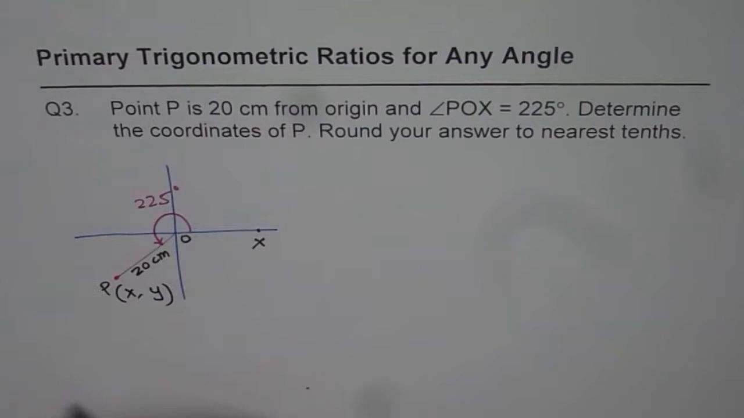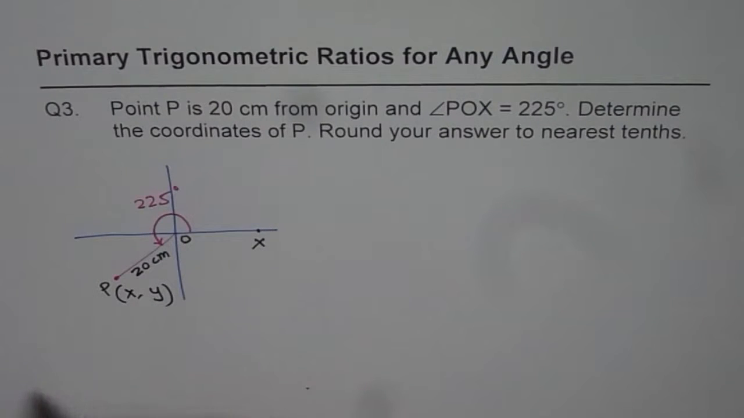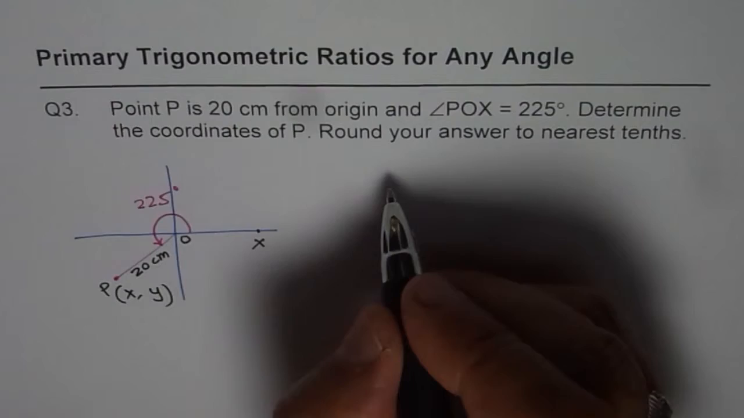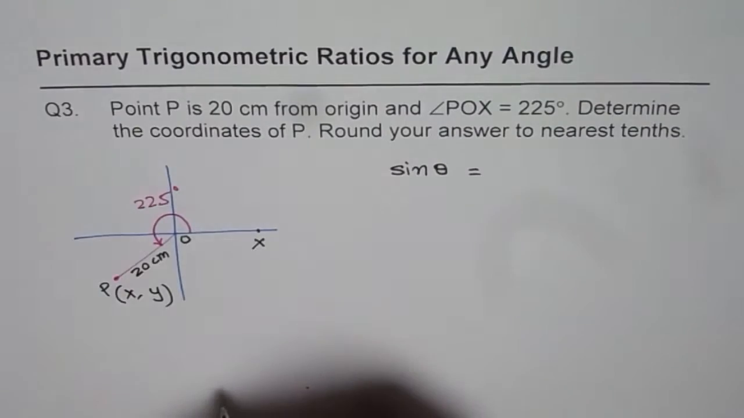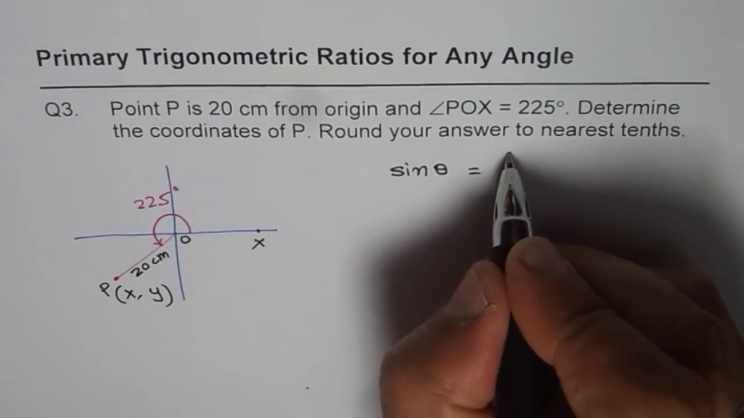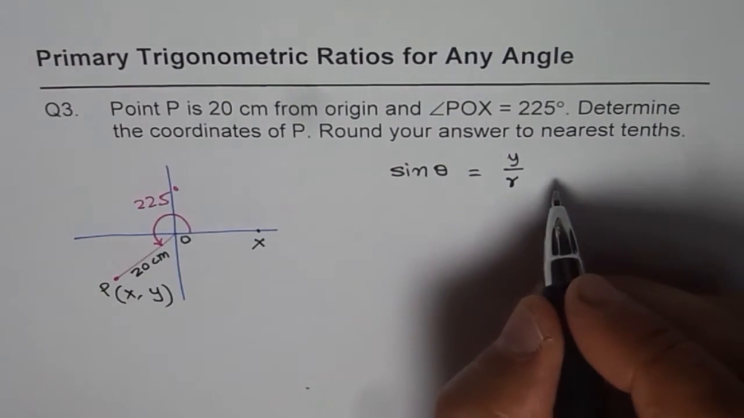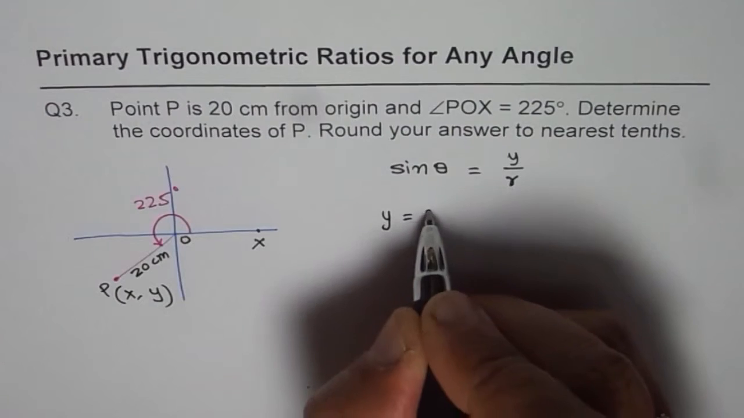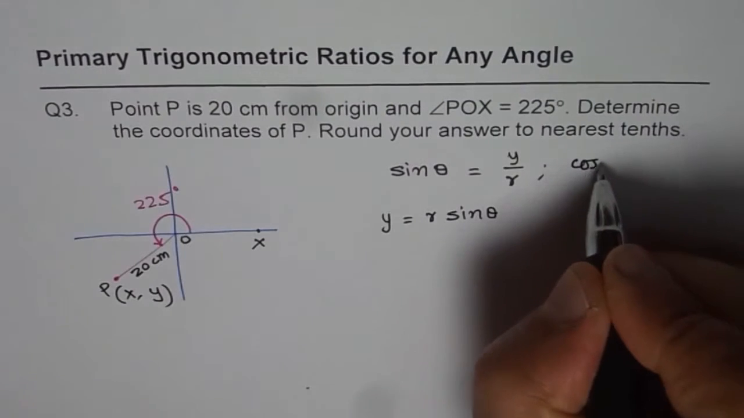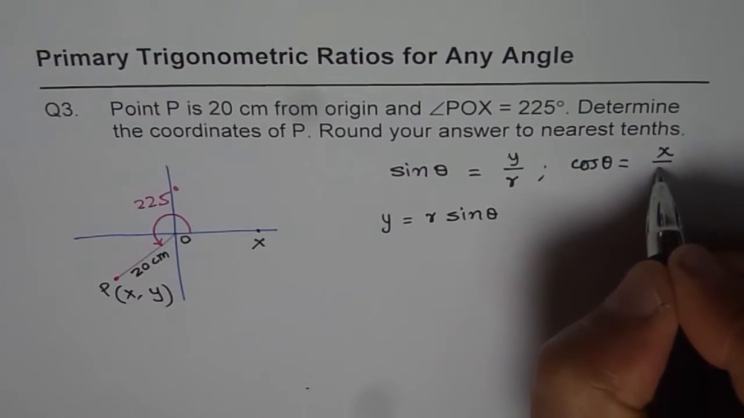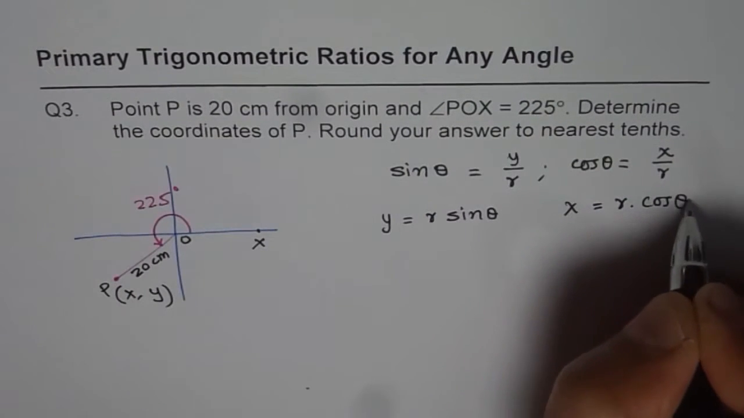Now how can you find coordinates x and y if you know the angle and the length of the arm? That is the question. As you know, the primary trigonometric ratios can help us solve this problem. Sine theta is y over r, and we can solve for y from here: y is equal to r sine theta. And cosine theta is equal to x over r, and from here we can say x is equal to r times cosine theta.